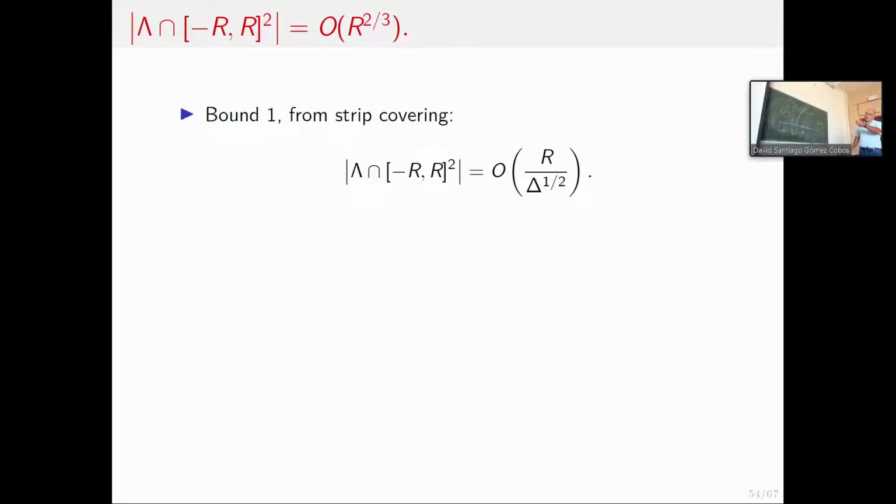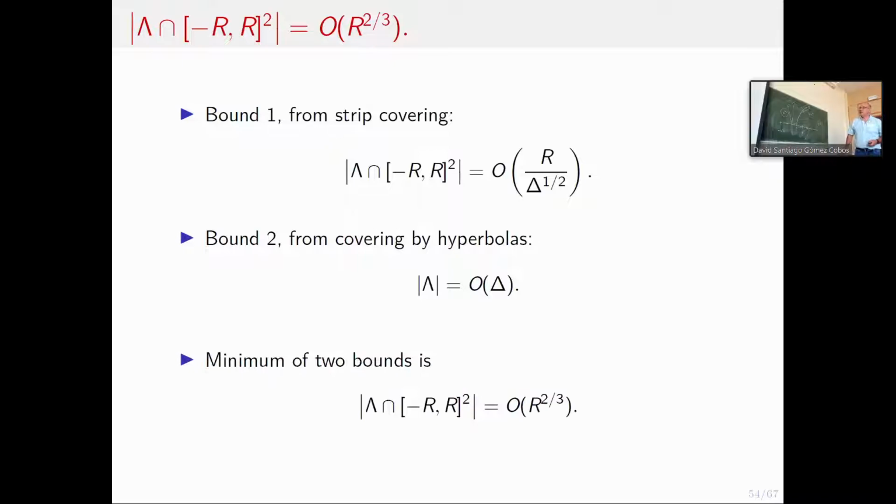So from the strip covering, this is the Jozsef-Germain bound that we got. You have this. From the new bound, we have that one. When delta increases, this one increases, that one decreases. The best bound is the minimum of the two, and you find it where they coincide. Where they coincide is for delta to the 3/2 equal to R, which means that delta, and therefore also this, is going to be R to 2/3. Now this is the best we know so far.